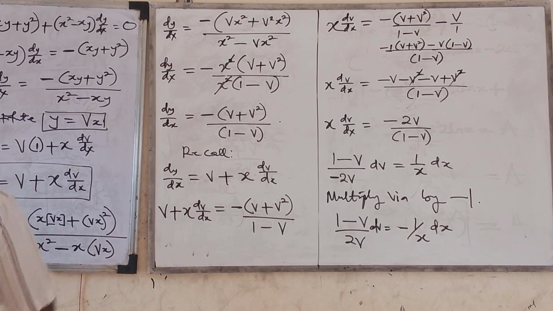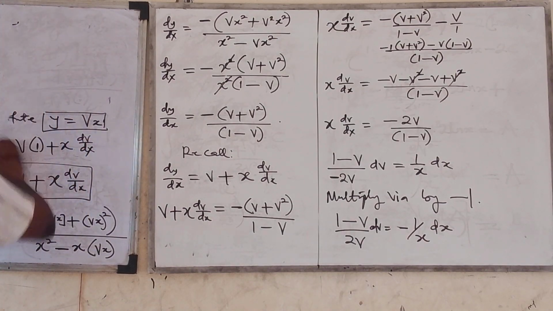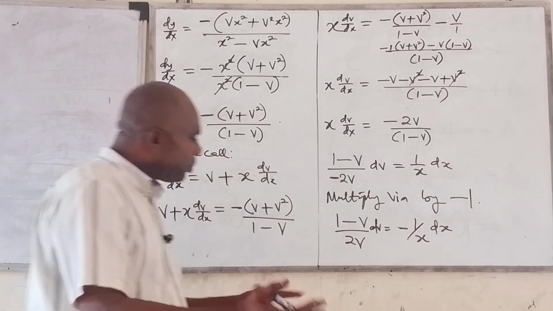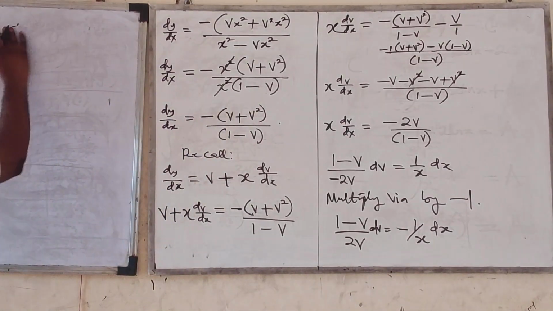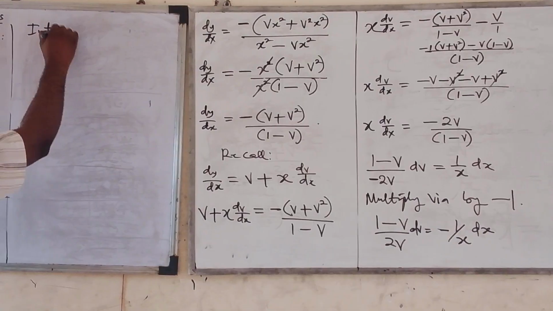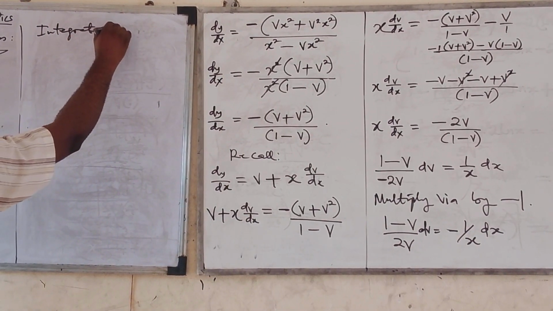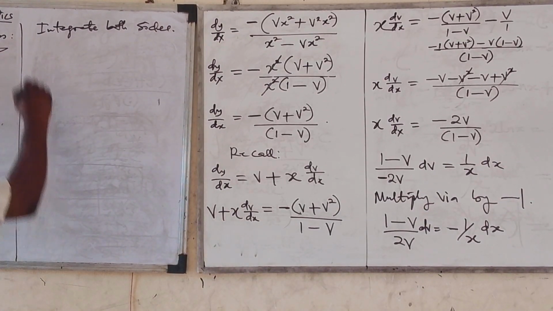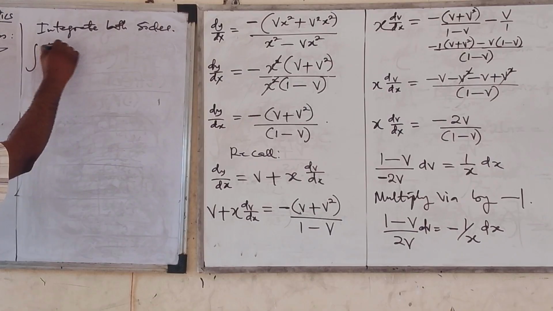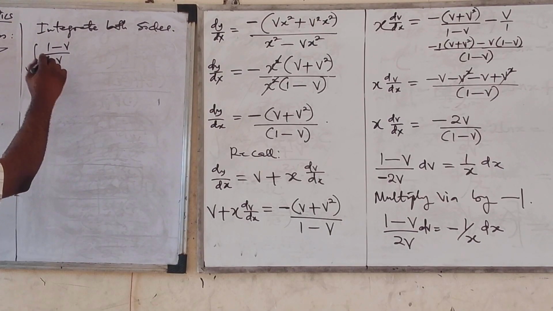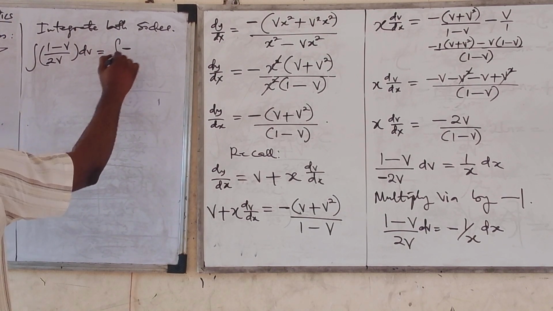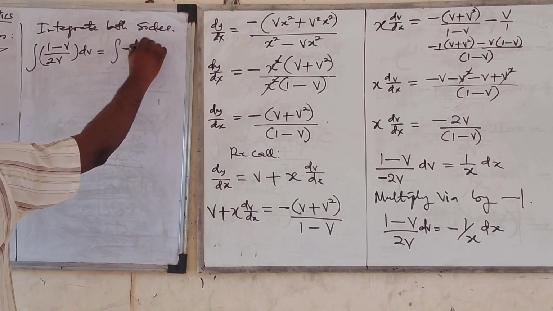So at this point, we have to integrate both sides. Since we've been able to separate the variables, we have separated the variables. So now we are integrating both sides. Okay, so now let's look at the other side. We have the integral of (1 minus v) all over 2v dv is equal to the integral of minus 1 all over x dx.